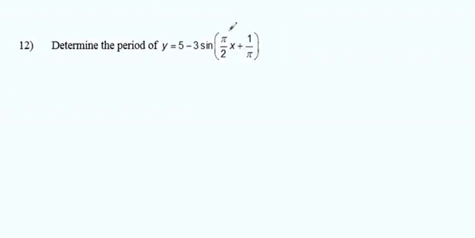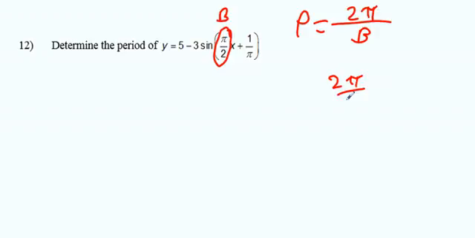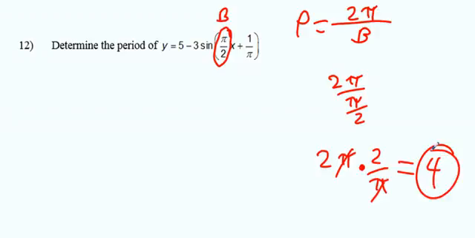The period is affected by this number in front of x. That number is b, and the formula is period, which is normally 2 pi, divided by b. So period equals 2 pi over b. So we'll take 2 pi divided by pi over 2. You can change that into multiplication, make that be 2 pi times 2 over pi. Pi is canceled. 2 times 2 is 4. So the period is 4.